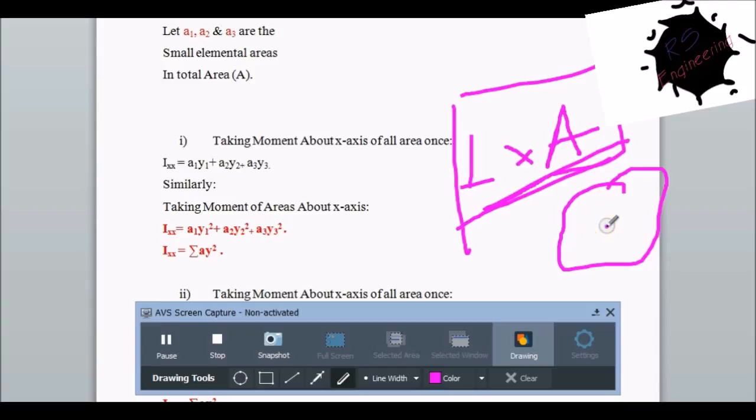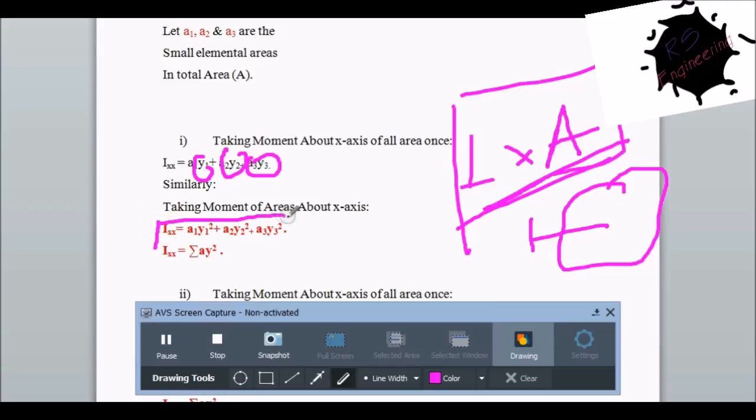The area and the perpendicular distance from the axis together are known as the moment. Now Ix is equal to a1 y1 plus a2 y2 plus a3 y3. This is the first part, this is the second part, and this is the third part. Similarly, if we go to the second integral, it is the second moment of area.